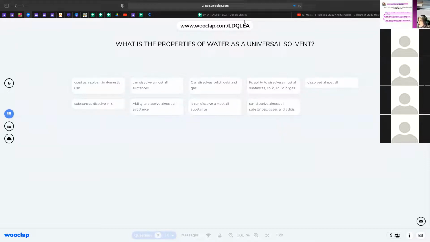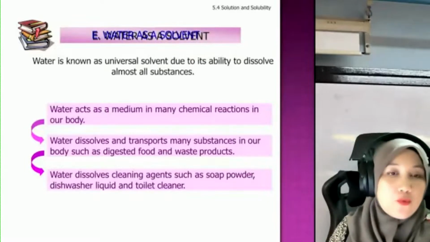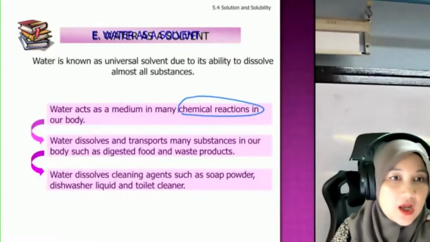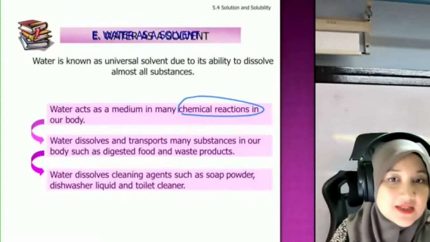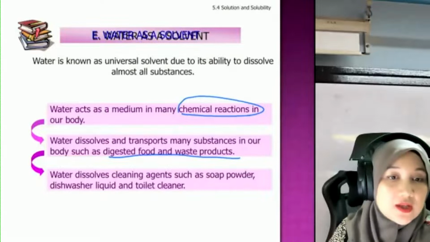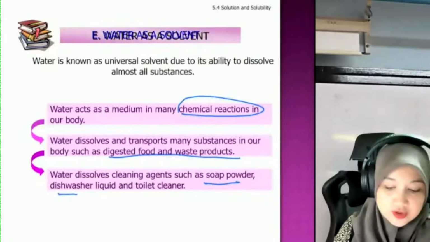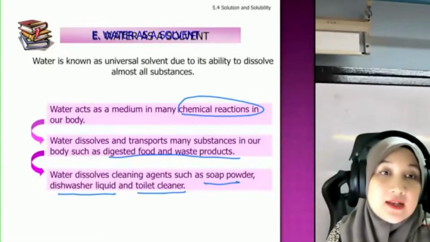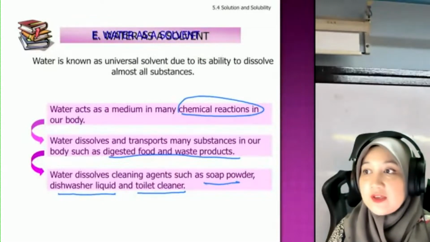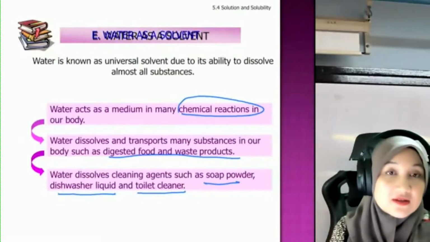Okay, while waiting for the answers, let's look at this, guys. Water acts as a medium in many chemical reactions in our body. Water dissolves and transports many substances in our body, such as digested food and waste products. Water dissolves cleaning agents such as soap, powder, dishwasher liquid, and toilet cleaner. So these are the properties of water. It can dissolve solid, liquid, and gas. That's why it's called a universal solvent.